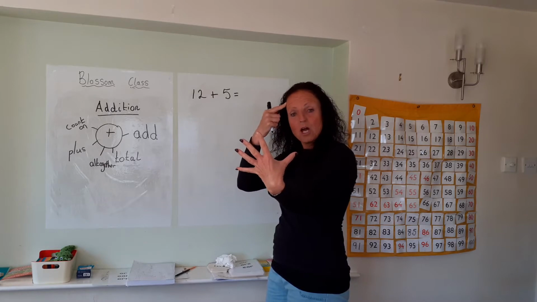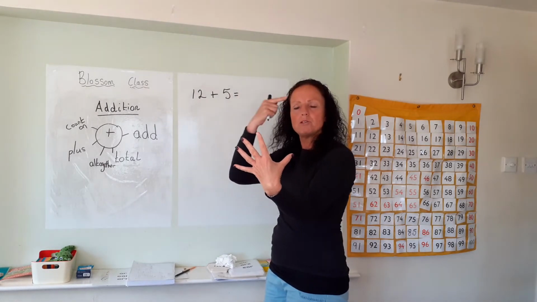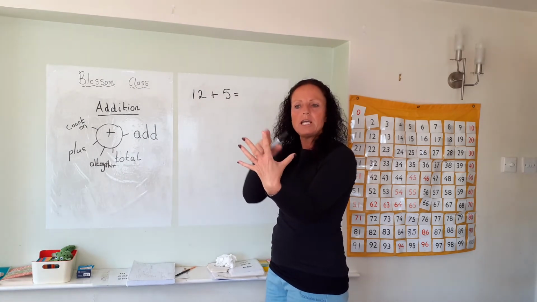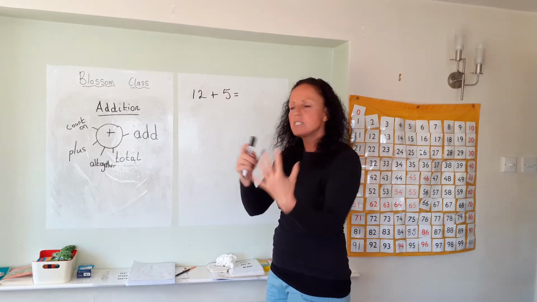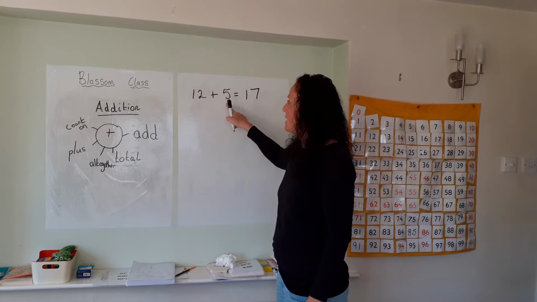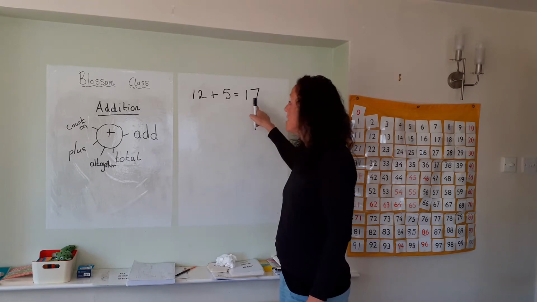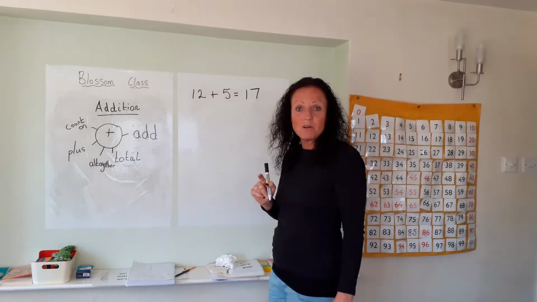So 12, don't forget you count on. So you count on to the next number. So 12, 13, 14, 15, 16, 17. So 12 plus 5 equals 17. 17 is the total of 12 add 5, okay.